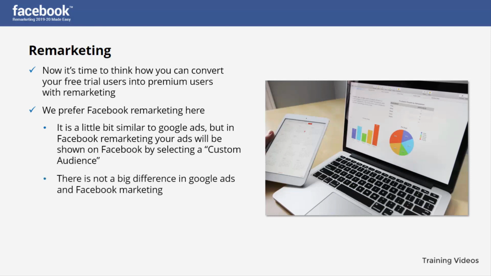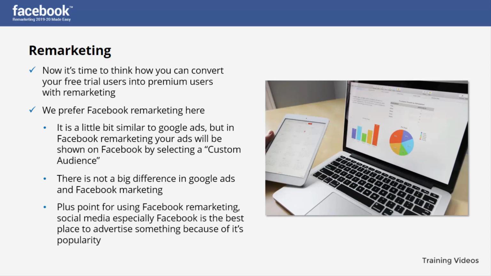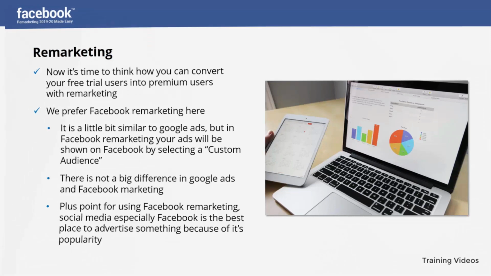There is not a big difference in Google Ads and Facebook marketing. In Google Ads, your ad will be shown on a website. On the other hand, in Facebook remarketing, people will see your ads on their Facebook news feeds. Plus point for using Facebook remarketing: social media, especially Facebook, is the best place to advertise something because of its popularity. So, you can target as many people as you can.